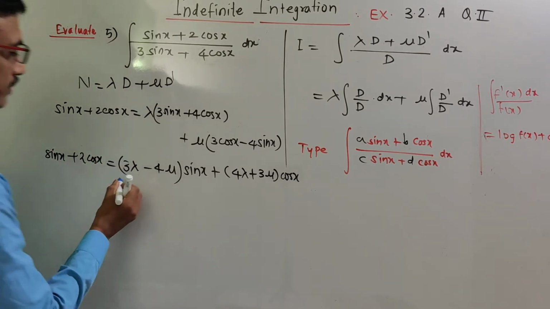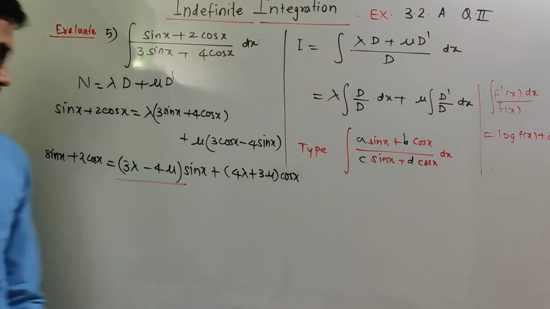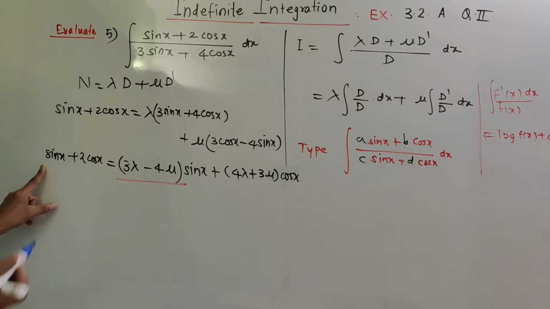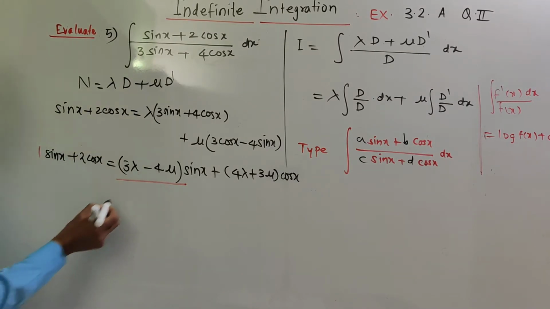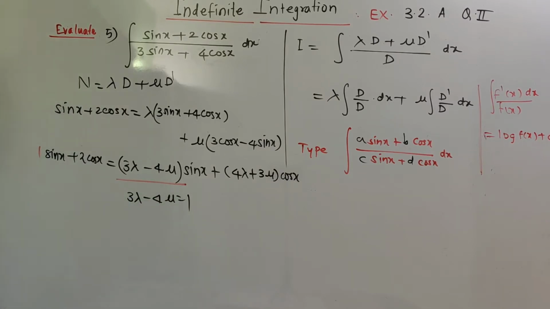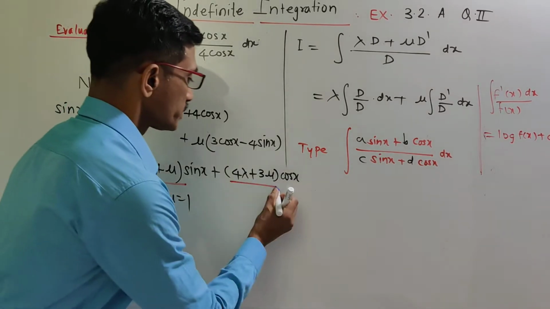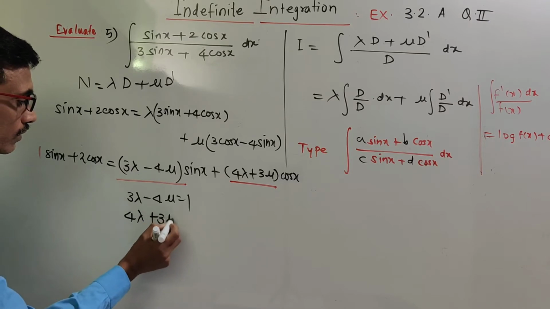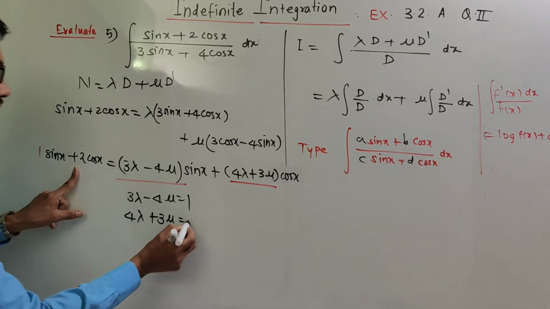Then here left hand side is sin x plus 2 cos x. So the coefficient of sin x on the right is 3 lambda minus 4 mu, and here the coefficient of sin x is 1, so therefore we equate them. So 3 lambda minus 4 mu is equal to 1, and your coefficient of cos x, 4 lambda plus 3 mu, is equal to 2.